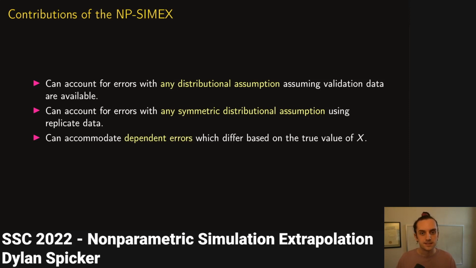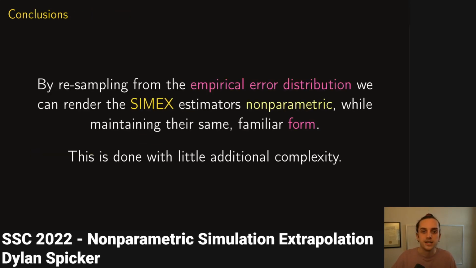We also extend the NP-SIMEX technique to the situation where errors are dependent on the true values, which, as you may imagine, will commonly be the case. This relies on some kernel density techniques, but is otherwise a very similar procedure. And then under regularity conditions, the estimators are consistent, asymptotically normal, and behave in a very similar way to other non-parametric estimators that you might be more familiar with. So as a brief summary, we've shown that by resampling from the empirical error distribution, this provides a way of rendering the SIMEX estimators valid for any distribution while maintaining the same basic underlying procedure.